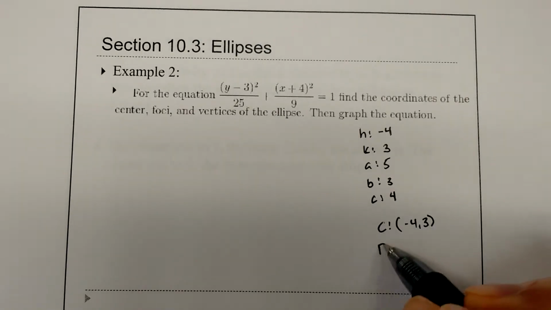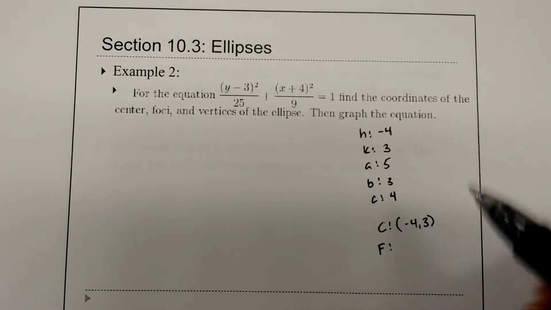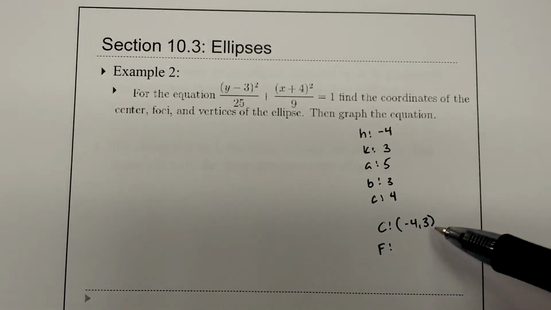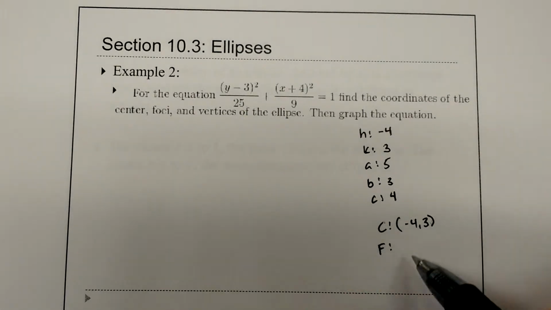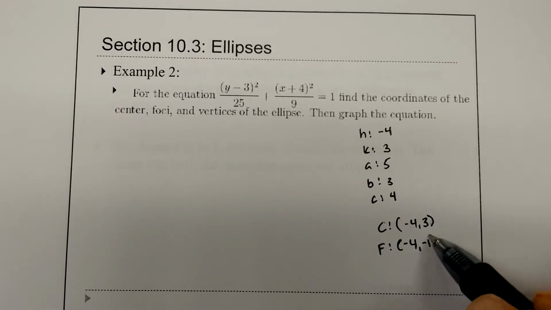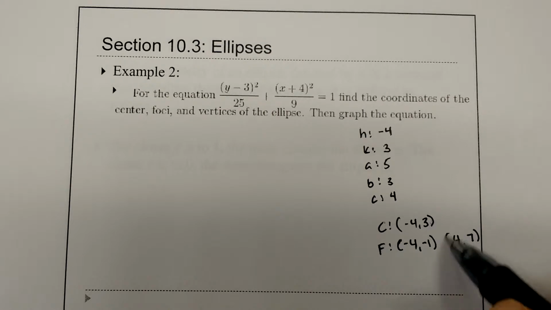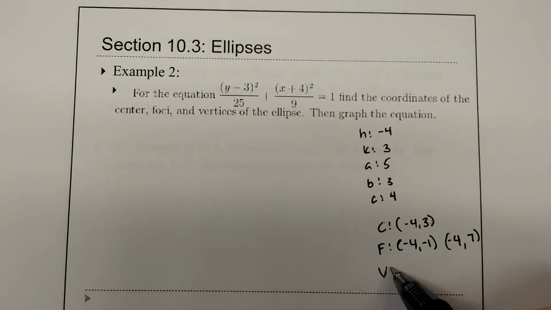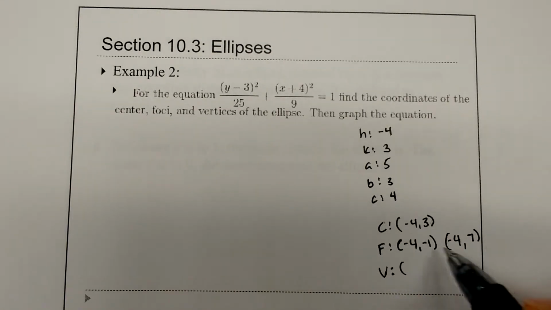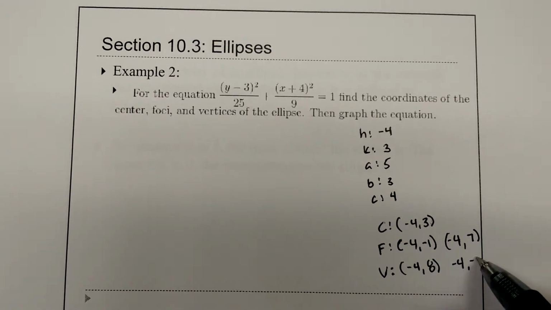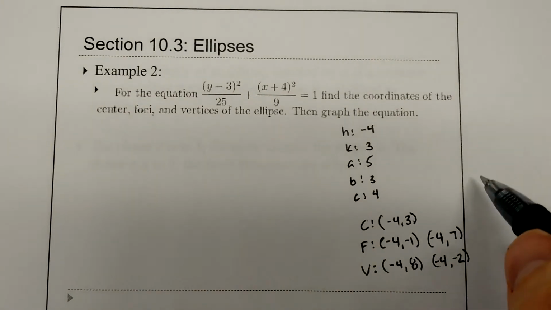The foci: this thing runs up and down, the larger value is underneath the y, so I'm going to change the y value by c. So (-4, -1) if I subtract c, and (-4, 7) if I add c. The vertices, since this runs up and down, are going to change the y value as well by the value of a, so 8 if I add, and -2 if I subtract.